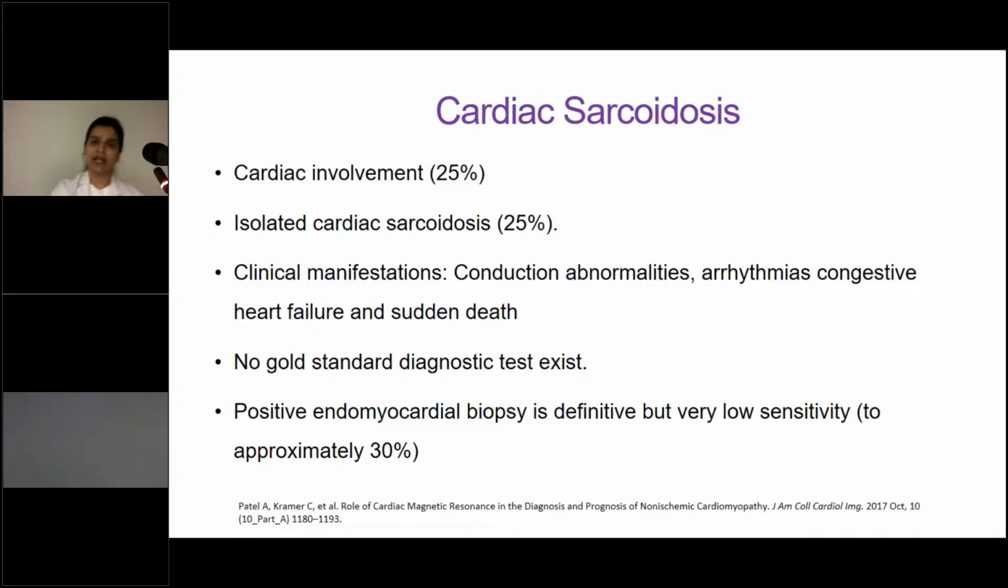Now, cardiac MRI has a very important role to play in the diagnosis of this clinical entity, since no gold standard diagnostic test exists. Though endomyocardial biopsy coming positive is definitive for this disease, however, it has a very low sensitivity of only 30% and is rarely performed because of the high risk of complications due to its invasive nature. In accordance with this fact, the recently updated guidelines by the Japanese Ministry of Health and Welfare 2017 have downgraded endomyocardial biopsy to a minor criterion for the diagnosis of cardiac sarcoidosis and have instead upgraded cardiac MRI as one of the major criteria for the diagnosis of this condition.